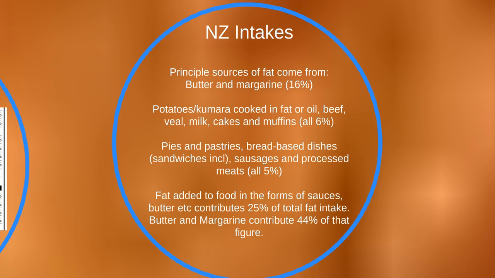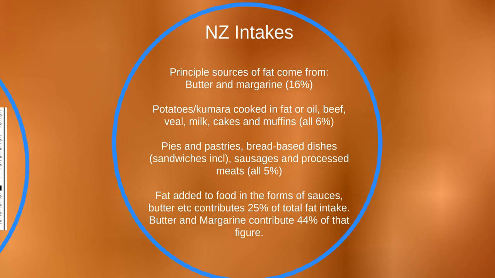So 16% of total fat intakes in New Zealand come from butter and margarine. We'll talk more about that in a second. 6% come from things cooked in fat or beef dripping or that kind of stuff. And then your milk and your cakes and your muffins with their butter, etc. all give you about 6%, along with just straight meat products that we eat. Then you've got your pies and pastries and bread type dishes, your sammies and that kind of stuff, all giving you about 5%, along with the processed meats and sausages.